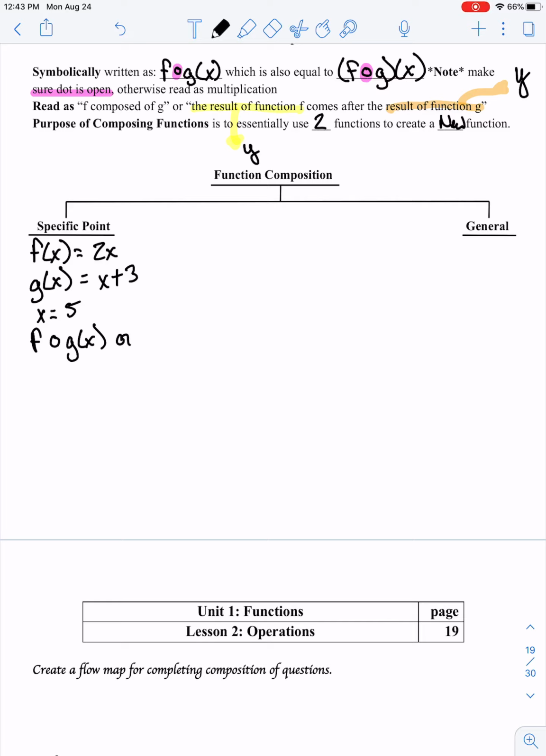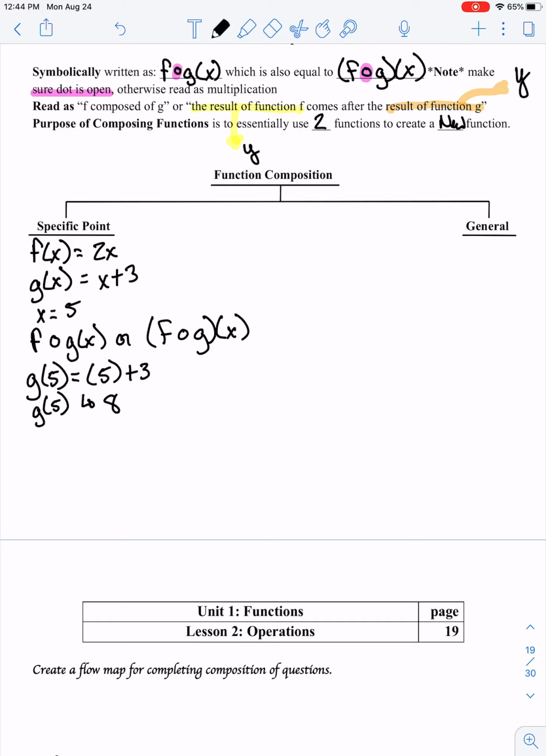Again, this is equivalently f of g of x. Okay, so what you want to do is take x and plug it into your g function, or the function that's on the right. So g of 5 is equal to 5 plus 3. Again, 5 just took the place of the x on the left side, so what I do to the left, I must do to the right, which is 8. So g of 5 becomes 8.